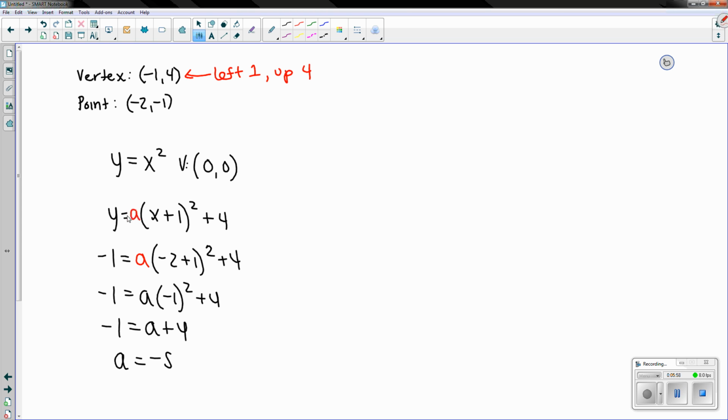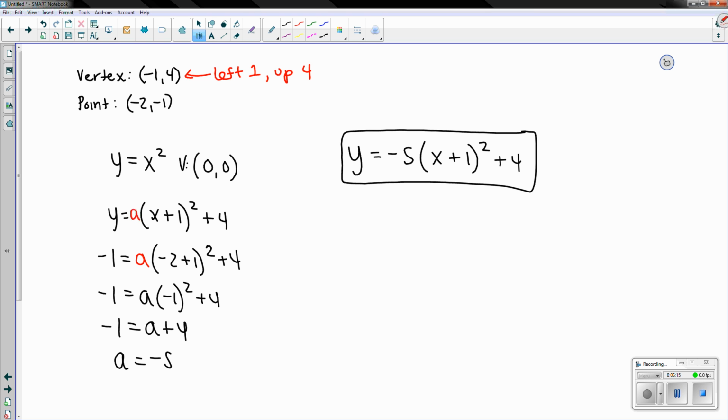So to finalize this, we're going to plug in that a value. So we have -5, and we're still going to show our translations to get to the desired vertex, which in this case required a left 1 up 4. And now I have a quadratic function in vertex form that would pass through that point -2, -1 with a vertex at -1, 4.